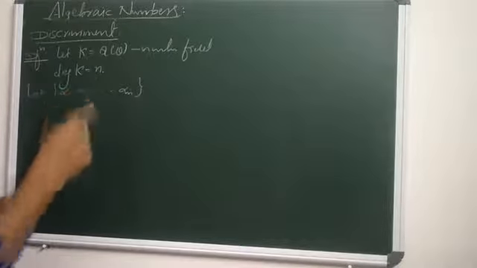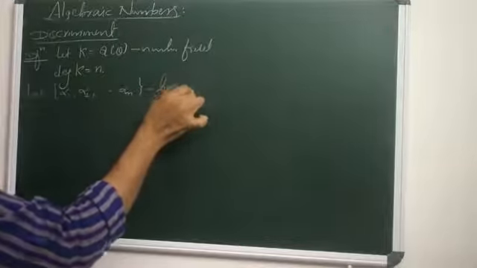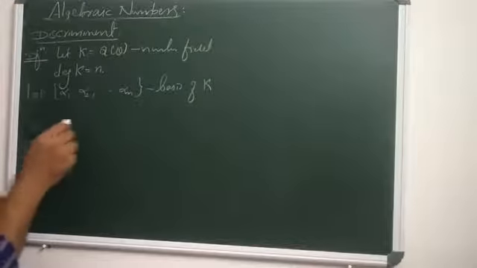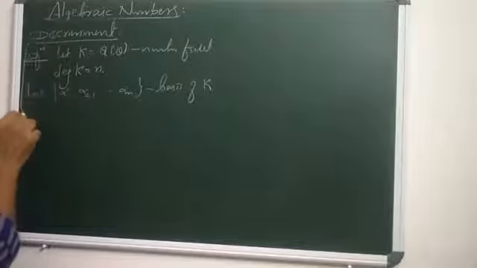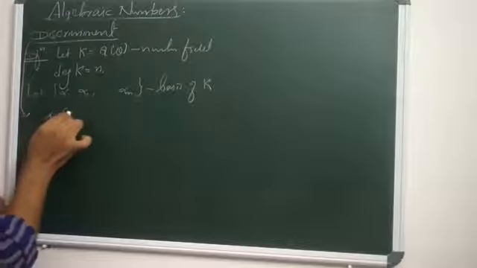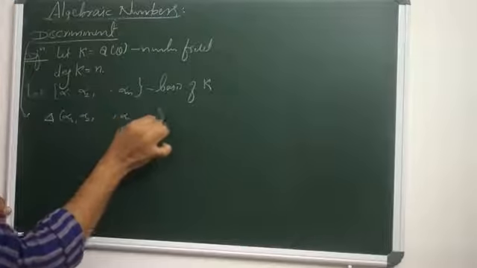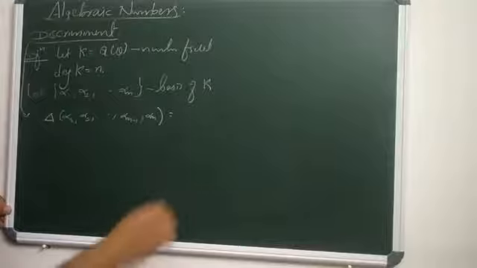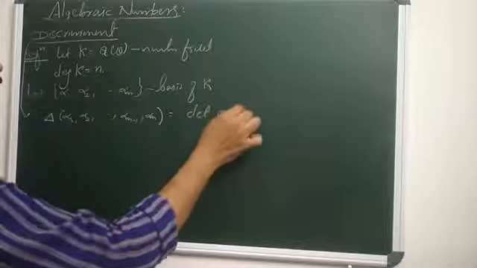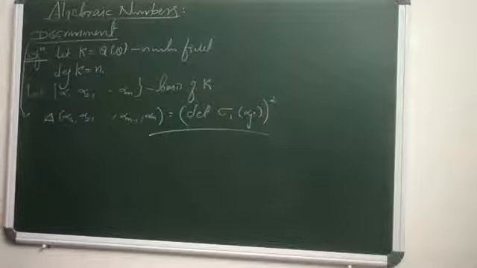K is a number field, which means it is a vector space over Q. Let alpha 1, alpha 2, etc., alpha n be a basis of K. Then the discriminant of the basis is defined as capital letter delta of alpha 1, alpha 2, etc., alpha n, equals the determinant of sigma i alpha j, whole square. So this is the discriminant.